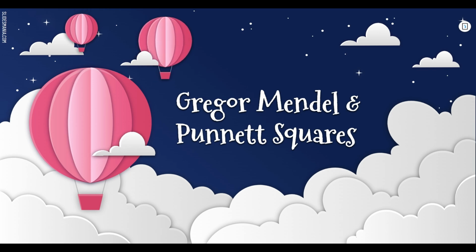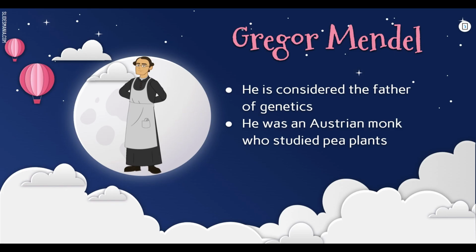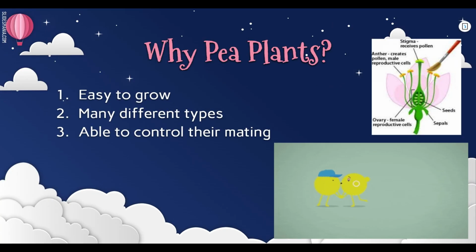All right, so now we're going to talk about Gregor Mendel and Punnett squares. So Gregor Mendel was considered the father of genetics, and he was an Austrian monk who studied pea plants. And so, why did he use pea plants? Well, the reason he used pea plants is because they're easy to grow. There are many different types, and he was able to control their mating.